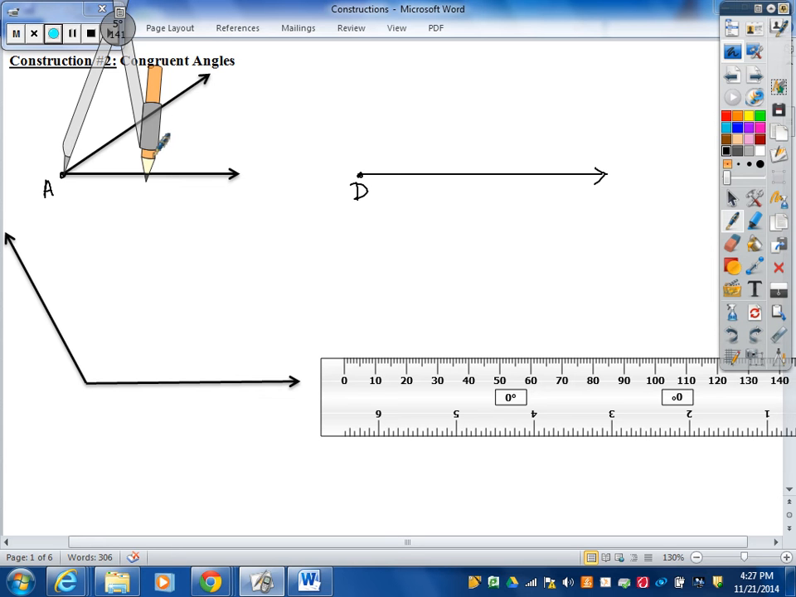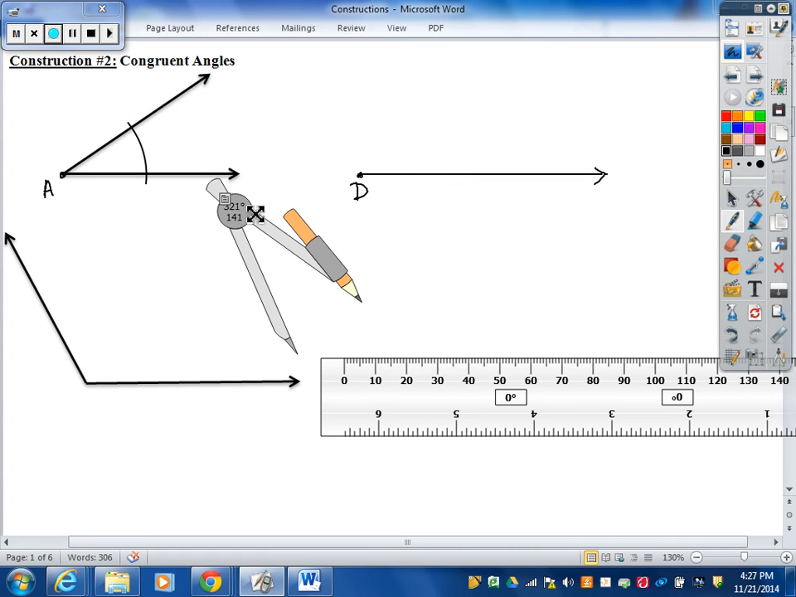So I'm going to go ahead and draw an arc. Notice right here as I draw this arc, keeping that same length there, so don't change this length right here. Okay, this right here I'm going to label as point B, and this right here is going to be point C. Now, what do you notice about the length of AB and AC? Well, they're the exact same length.